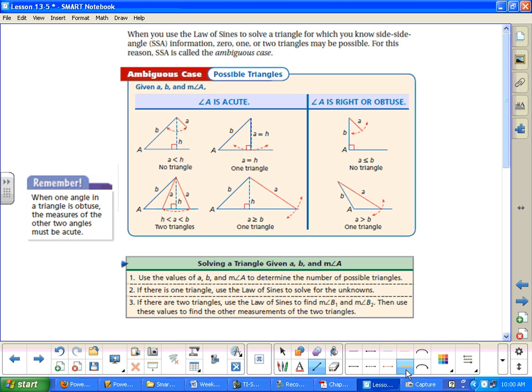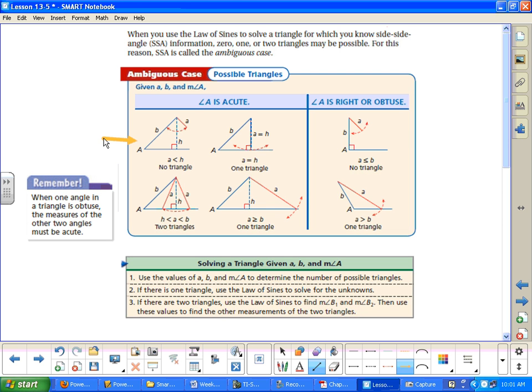We could end up with this situation here. First of all, we have acute angles. If our angle A is an acute angle, and we have angle A here, it is always going to start here. Side B is always going to be like the hypotenuse for that, and side A would be opposite that angle. They use H as the height of the triangle, or the altitude. If A is less than H, then there's no triangle.